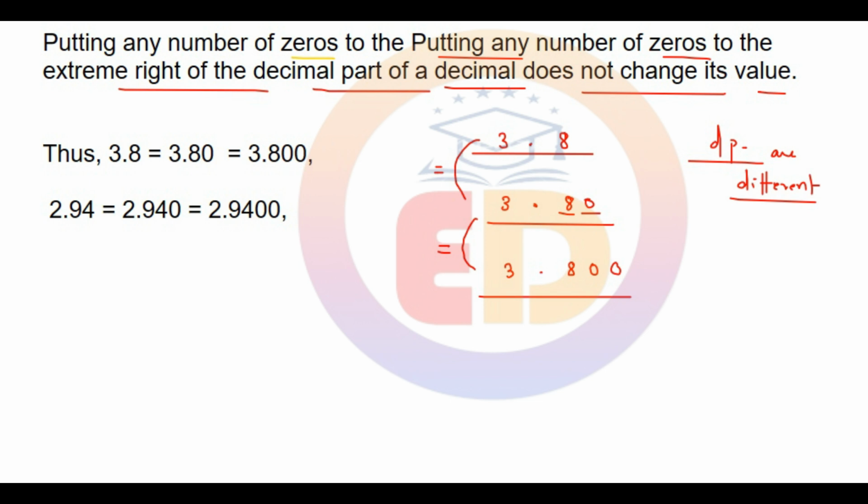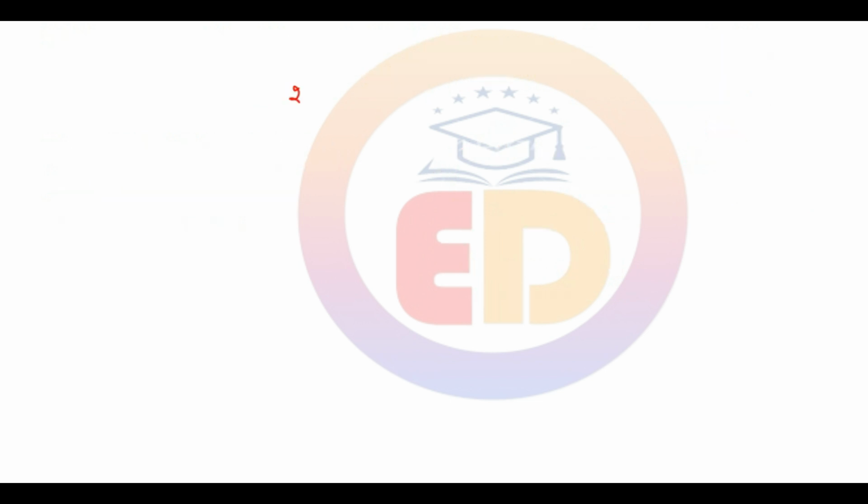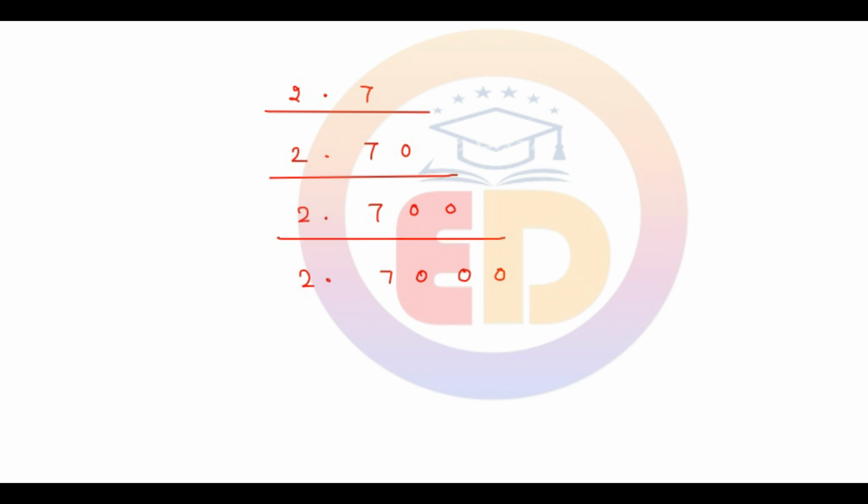For example, 2.7, 2.70, 2.700 or 2.7000. The first number is 2.7, the second is 2.70, the third is 2.700 and the fourth is 2.7000. Numerically they all are equal. However, the only difference is they have different decimal places. So their value is the same.